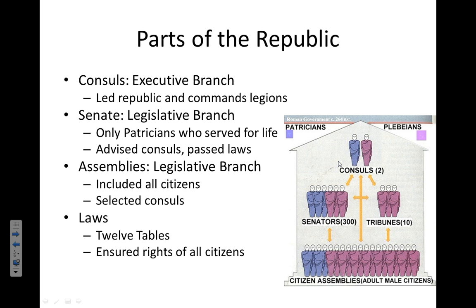Then also another part of their republic would be their system of law. The Roman system of law was called the 12 Tables. The 12 Tables ensured that all citizens were given rights, whether they were plebeians or patricians.